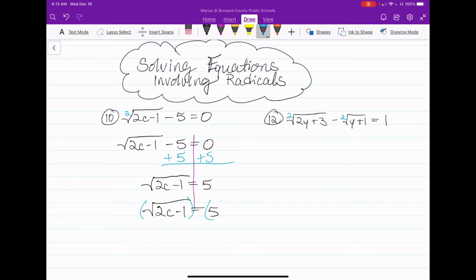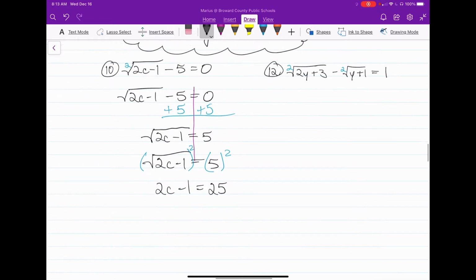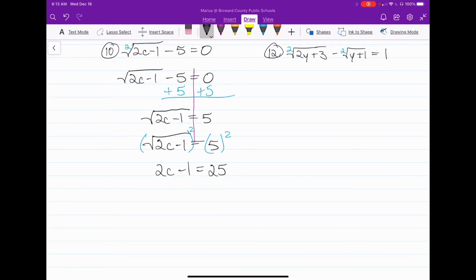Now we're going to show that we're squaring both sides. So on the left side, you're going to see the radical disappear. So now we're just left with 2c minus 1 equals, and 5 squared is 25. And now from here, this is just a regular basic linear equation that you can just go ahead and solve. We add 1 to both sides, right? That's going to give us 2c equals 26, and then divide both sides by 2, c equals 13. And we're done. Let's take a look at number 12.